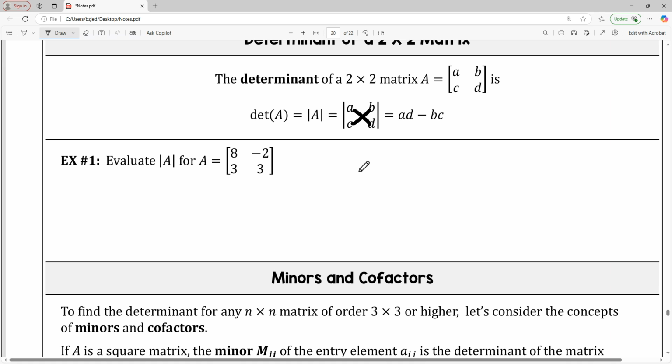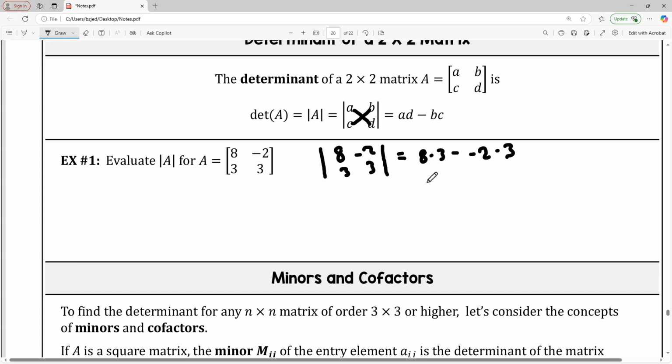So let's evaluate the determinant of matrix A. So I want to find the determinant of matrix A. So that's 8, -2, 3, 3. And please notice that for my matrix here, I didn't actually write it in matrix form because I'm looking for the determinant. I just wrote it with the vertical lines. I didn't put the little things at the end. So this is equal to A times D, so 8 times 3, minus, and now B times C, -2 times 3.